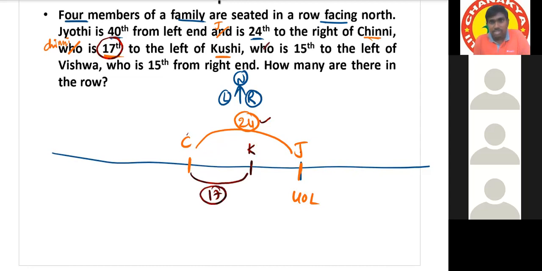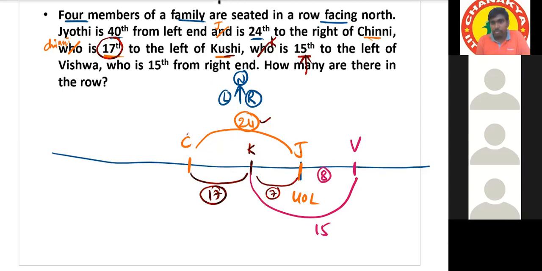And here who represents the second person, that is Kushi. Now Kushi is 15th to the left of Vishwa. Kushi is on the left of Vishwa means Vishwa is to the right of Kushi. So now tell me what is this gap here? Out of 24, 17 is completed. Remaining number is 7. But he has given 15th, so it will be out of Jyoti, to the right of Jyoti. Somewhere here I'm taking Vishwa, and this gap is 15. Automatically this gap will be 8.